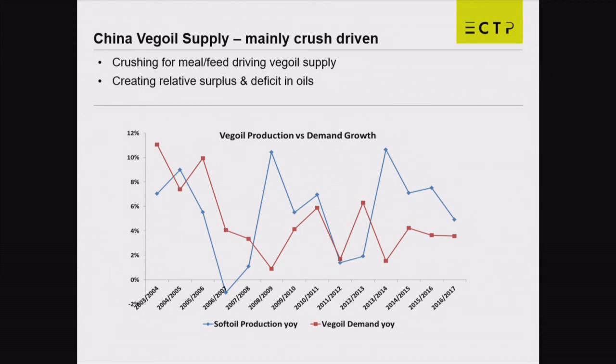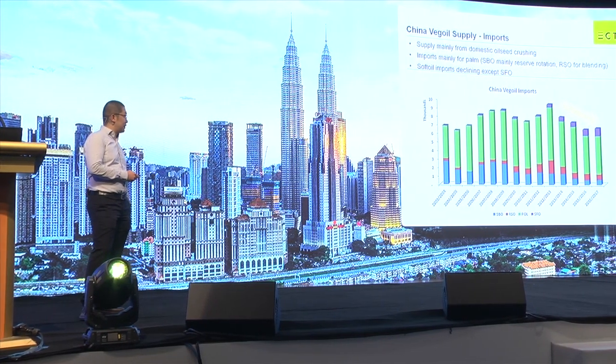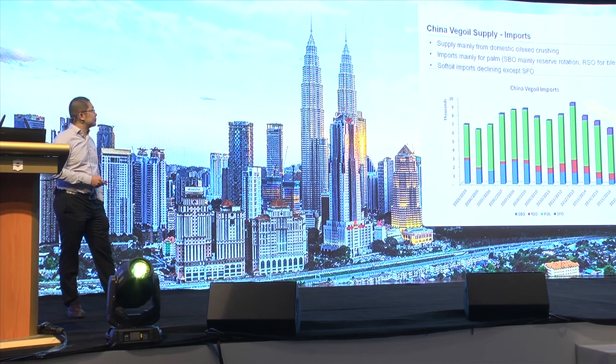This means that when the blue goes high, you have a smaller deficit. When the blue goes low, it means that you have a bigger deficit versus what you are demanding. And for the recent 4 or 5 years, your production is actually outpacing your demand growth. That's why we're experiencing the decline of Chinese veg oil imports in recent years.